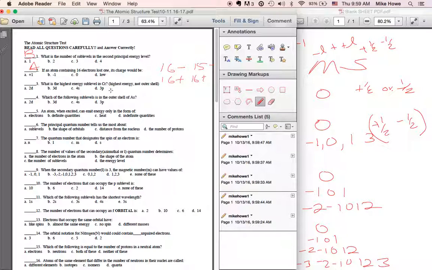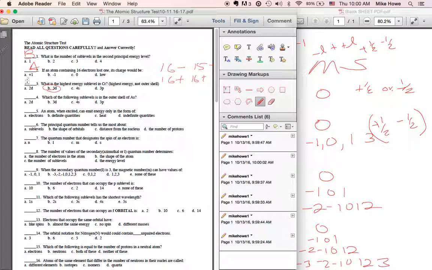The highest energy level in chromium. All right, it'd be 1s2, 2s2, 2p6, 3s2, 3p6, 4s2, and then 3d4. So 3d is the last place you put electrons in, so that would be your answer. The highest energy level would be 3d.